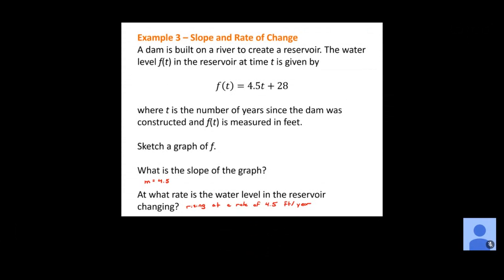Right, so you can see in this case, the slope of our graph, we said that's just 4.5, right? Because the slope is just a number, right? It doesn't really represent anything in the context. But then when we asked about the rate at which the water level is rising or changing, we would say that it's now rising at a rate of 4.5 feet per year because of the fact that it's a positive slope, a positive rate of change, and our units here were in feet for the water level and years for the amount of time.